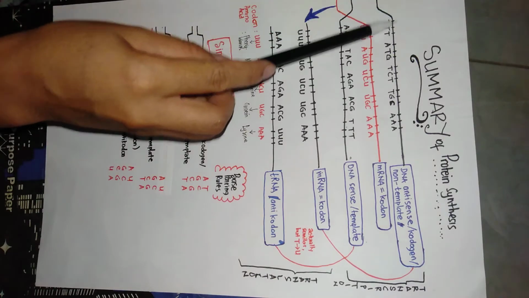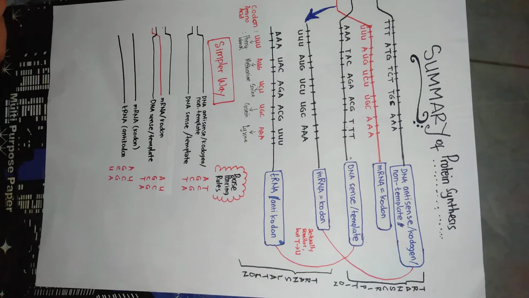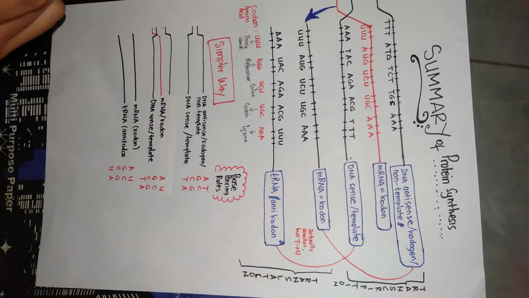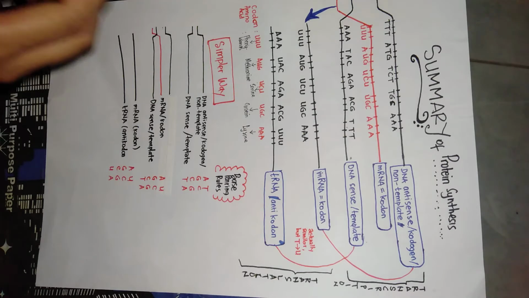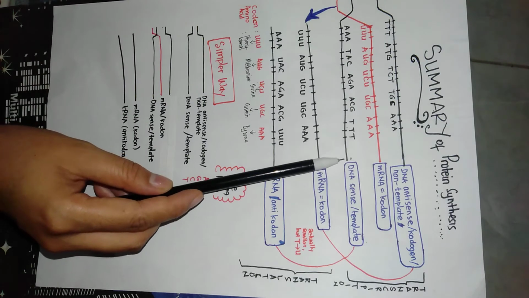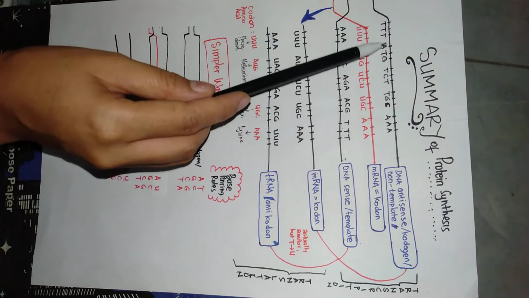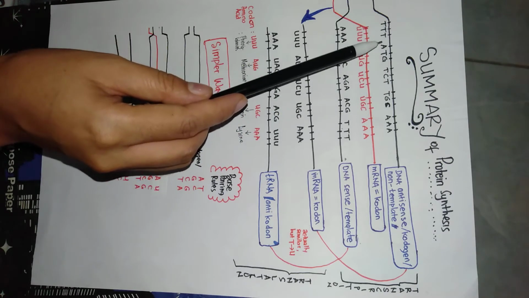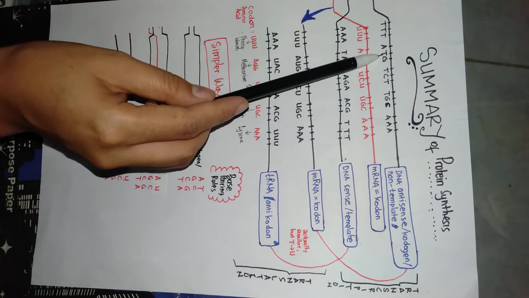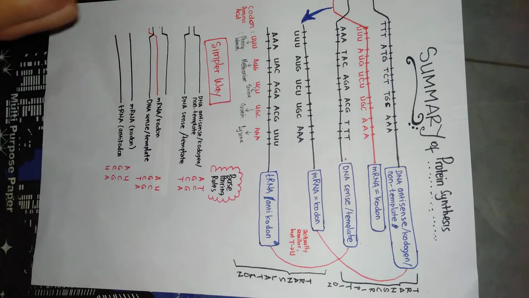Just imagine this strand and this strand are the DNA strands. As we know, DNA is a double helix, meaning that DNA consists of two strands. This is the first strand and this one is the second strand. Every strand has a nitrogen base sequence like this: thymine, thymine, adenine, thymine, guanine, and here also adenine, adenine, adenine, thymine, adenine, cytosine.